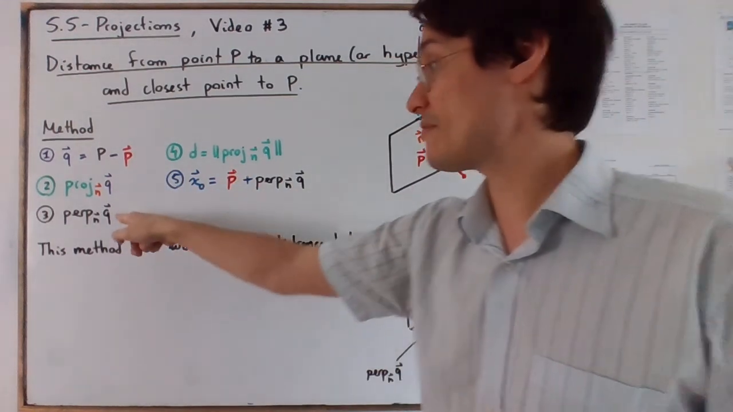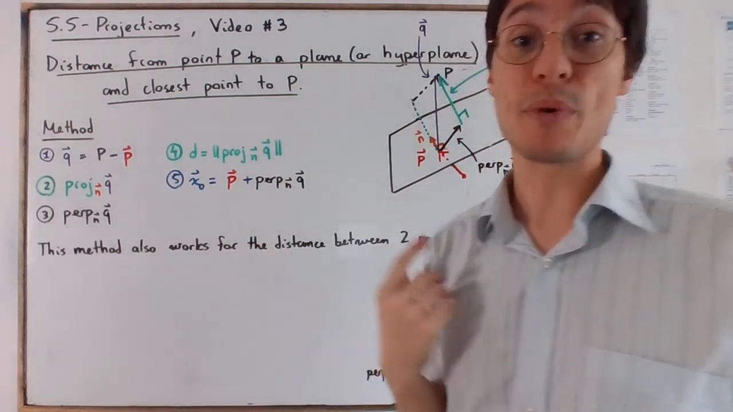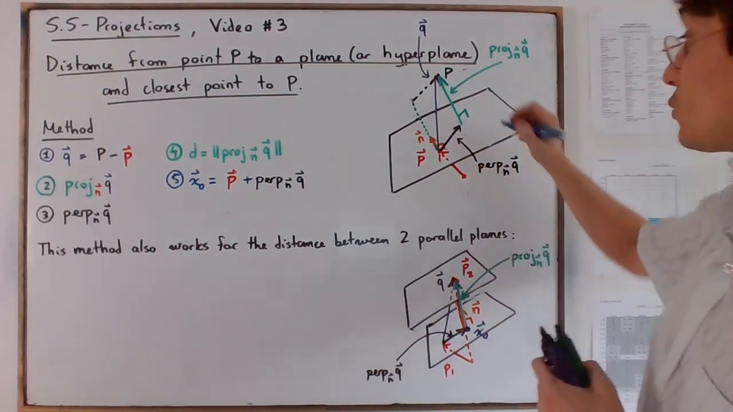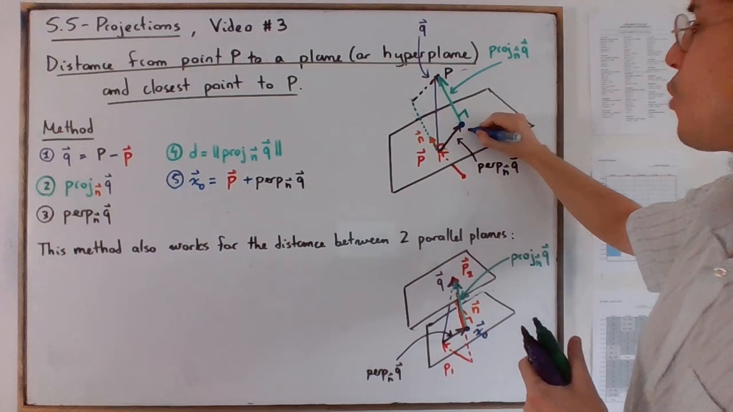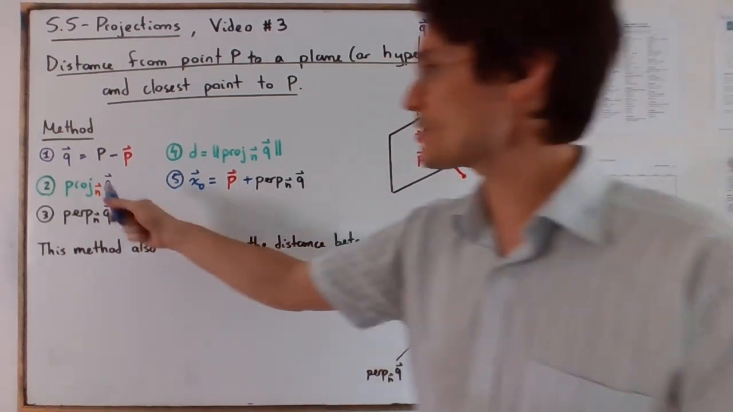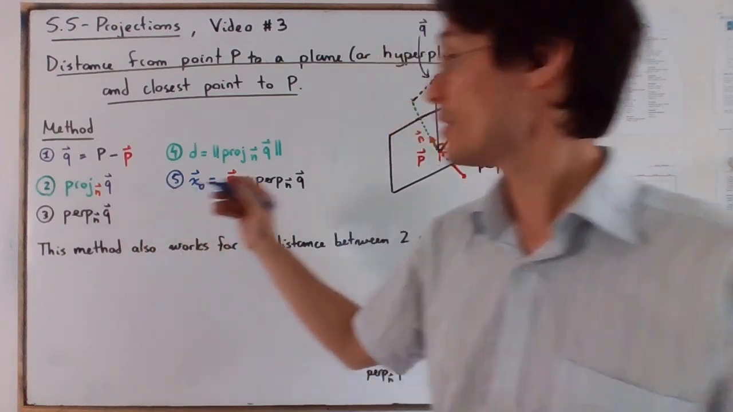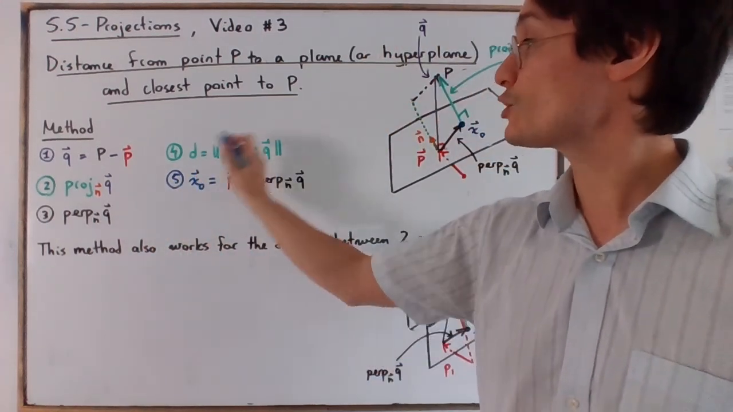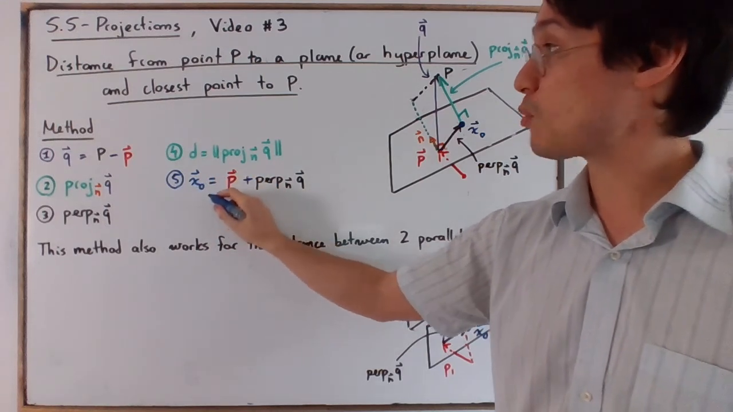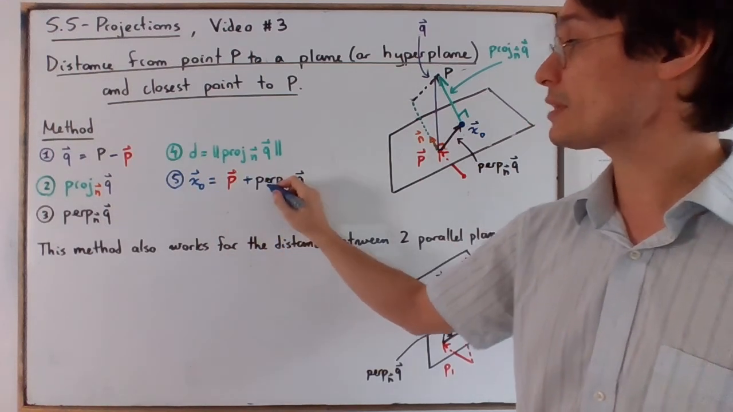Then the next step is to compute the perpendicular component, because it will be important. It will give where the closest point is. That will be your x naught. So once you compute both the projection and the perp, you find the distance by taking the norm of the projection, and the closest point is going to be p plus the perp.